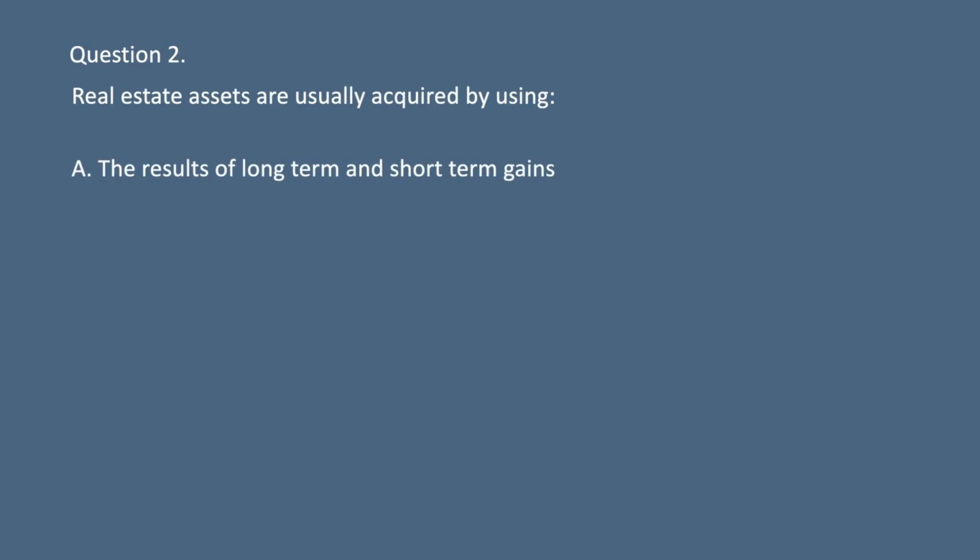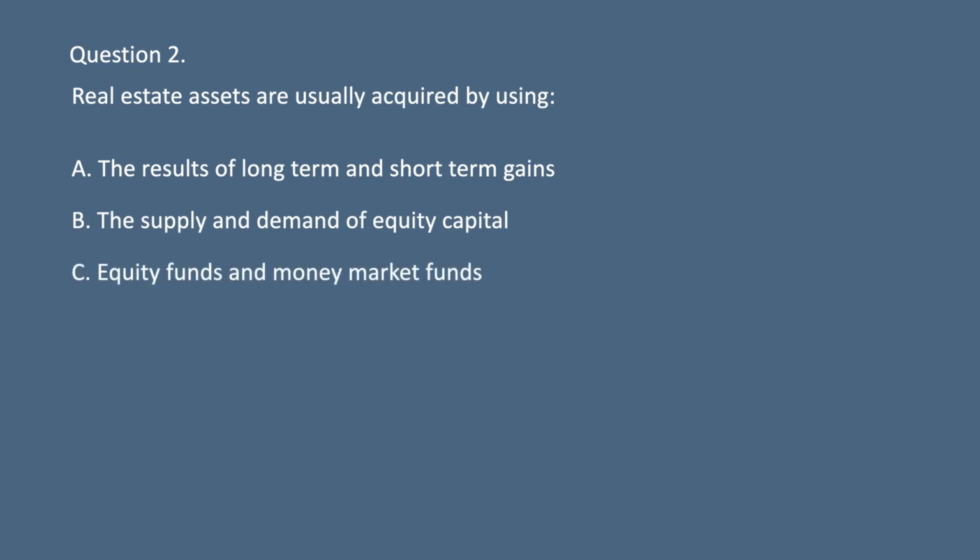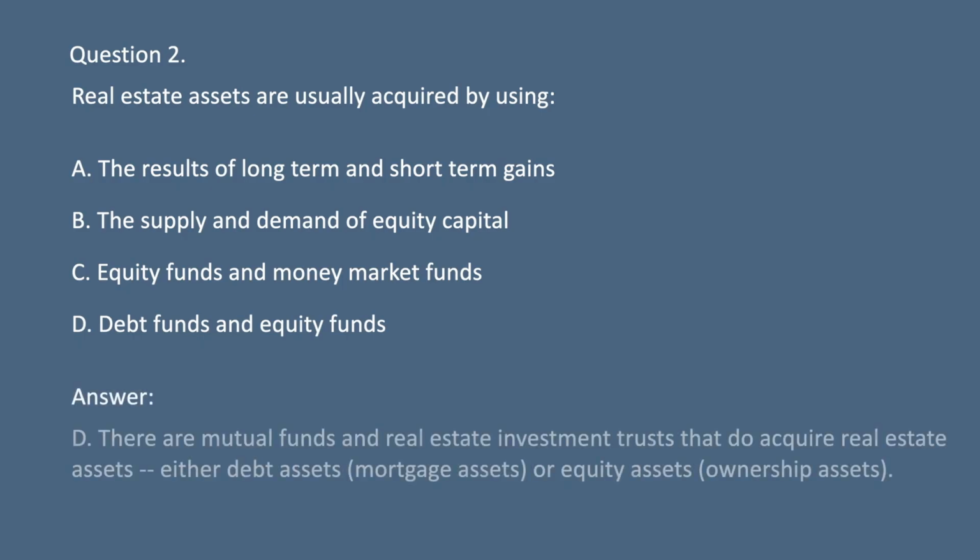Question 2. Real estate assets are usually acquired by using A. The results of long-term and short-term gains. B. The supply and demand of equity capital. C. Equity funds and money market funds. D. Debt funds and equity funds. Answer: D. There are mutual funds and real estate investment trusts that do acquire real estate assets, either debt assets, mortgage assets, or equity assets, ownership assets.